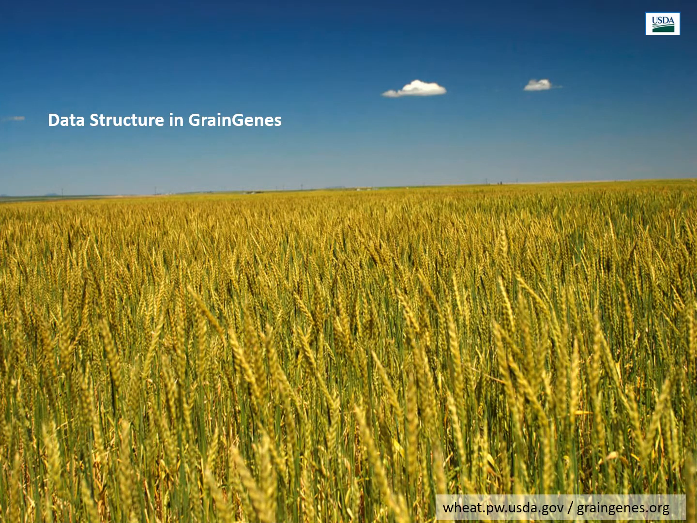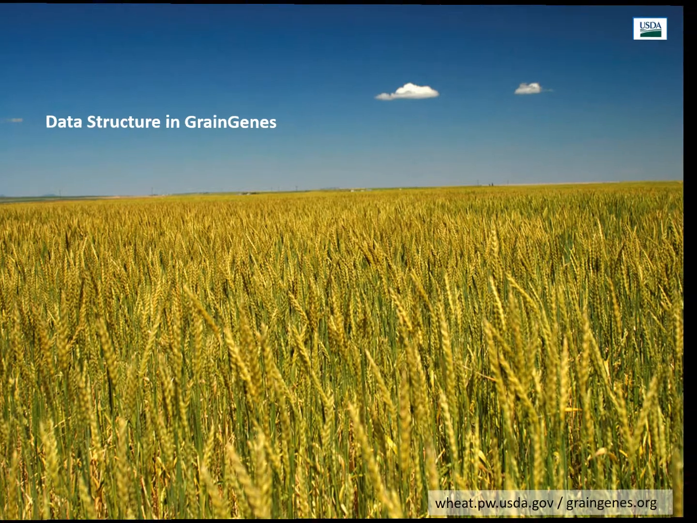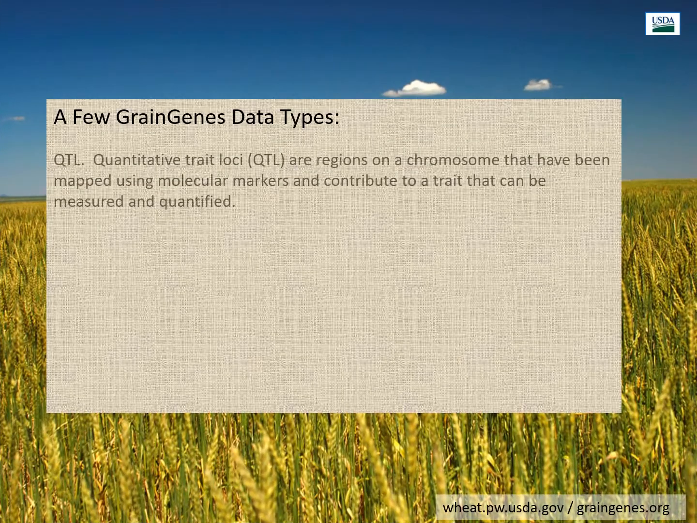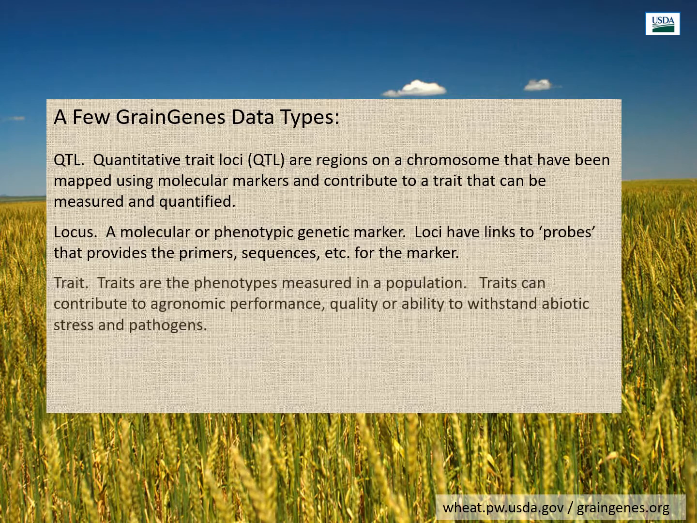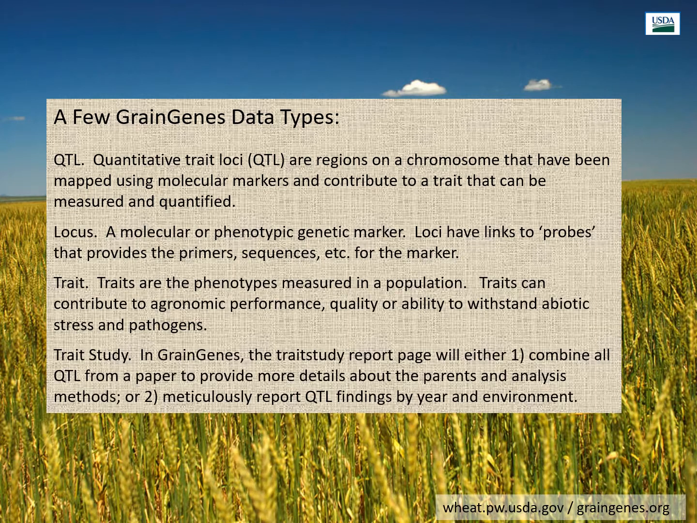Now let's look at some data types in the GrainGenes database. There are many types of data in GrainGenes, but for this lesson we will find QTL names by searching for appropriate traits. Note that in GrainGenes, trait studies provide metadata for the experiment and are included in the slide for information only. We will not be looking at trait studies for this lesson, but will be using QTL, loci, and trait data types.